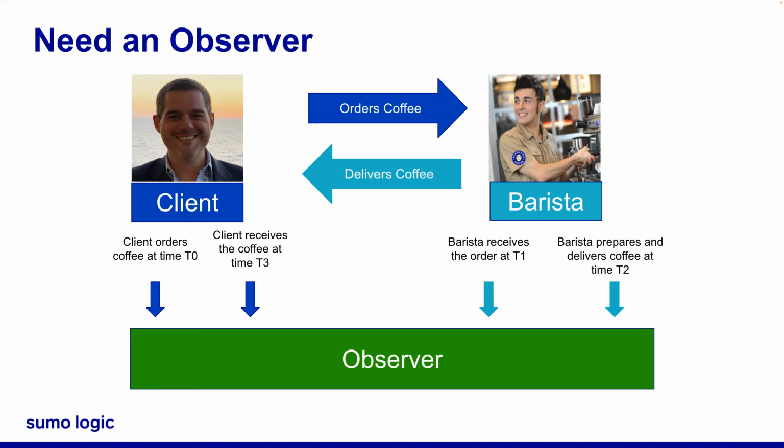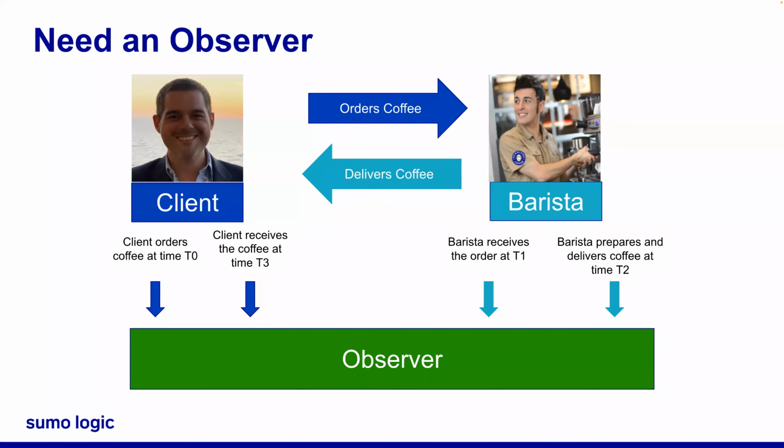And so Sumo Logic's tracing feature is going to act as that observer and allow us to correlate events of two-party interactions as a contiguous group of information, so that we can start to see where the most amount of latency occurred. Was there a delay in the network between the client and the barista? Was there latency? Why was there latency? And that's where we're going to start to get to.